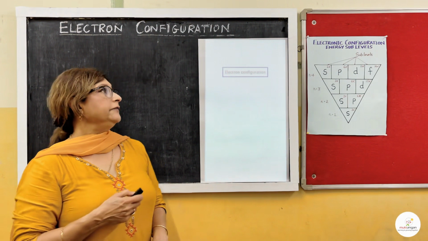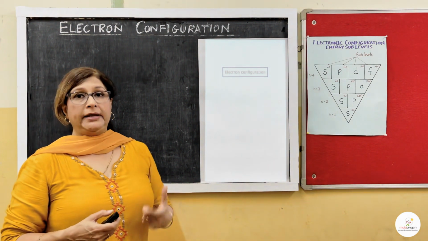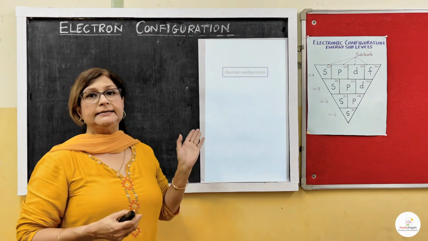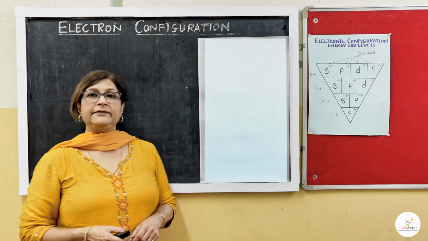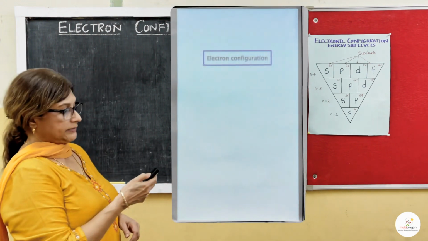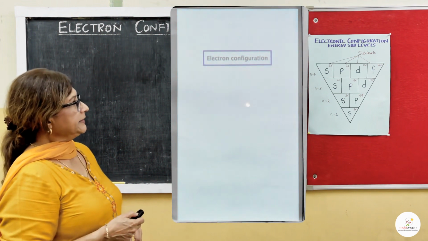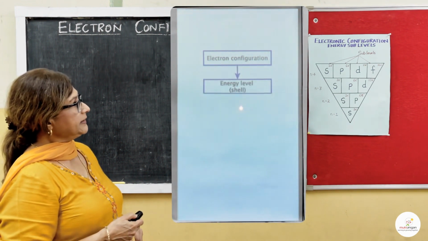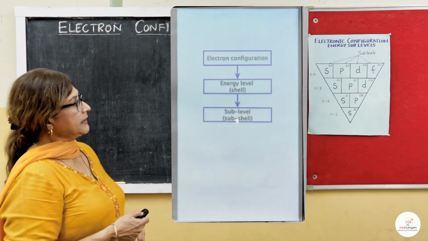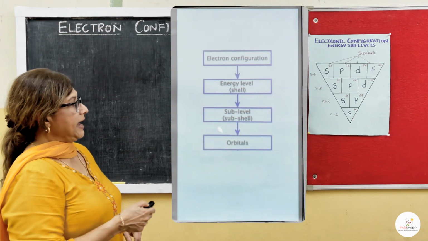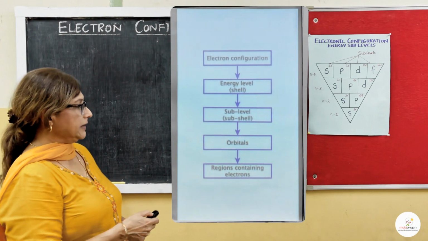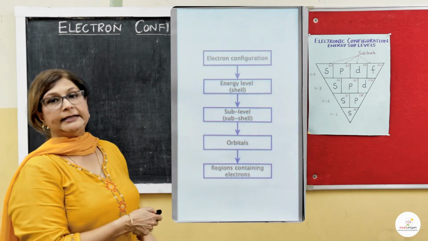So through electron configuration, we can exactly locate where the electrons are and how many electrons are present in these orbitals. Let's have a closer look at the energy levels. As you can see here, each energy level has further sublevels, and these sublevels contain orbitals, and an orbital is the place where the electrons are located. In other words, this is the region containing electrons.